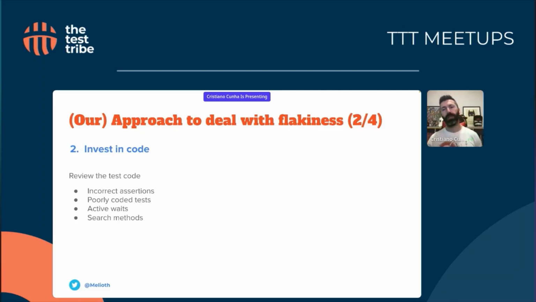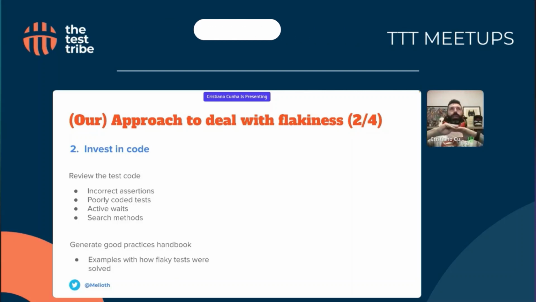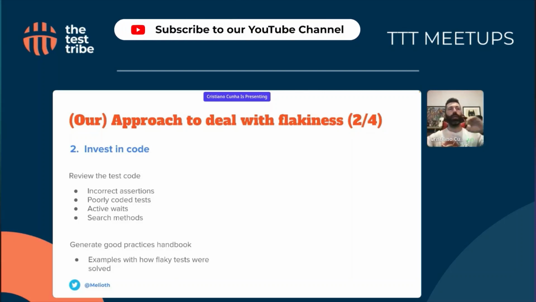Make sure that you have active waits. Make sure that every time in your test, you know what you are searching for and you are sure where you are at. So adding the active waits will go a long way. And make sure that the search methods for each one of the elements that you want to interact with are correct and not taking a lot of time for you to go. And this will help, having this, review the test code.